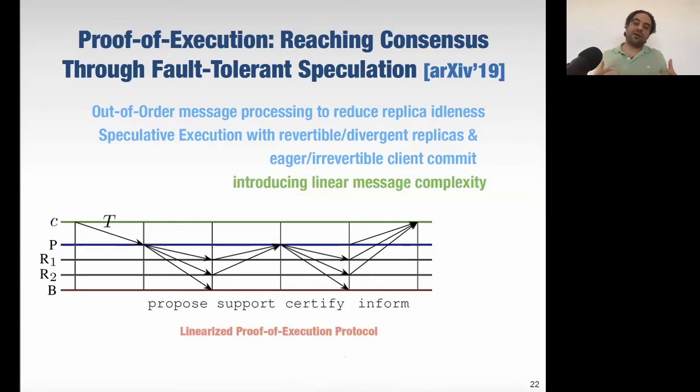So we've also been extending our PoE and asking the question: we have reduced the phases of support so that you only have a single support phase, but it is still supposed to have quadratic communication. Now we're using an advanced cryptographic toolkit such as threshold signatures in order to linearize it.